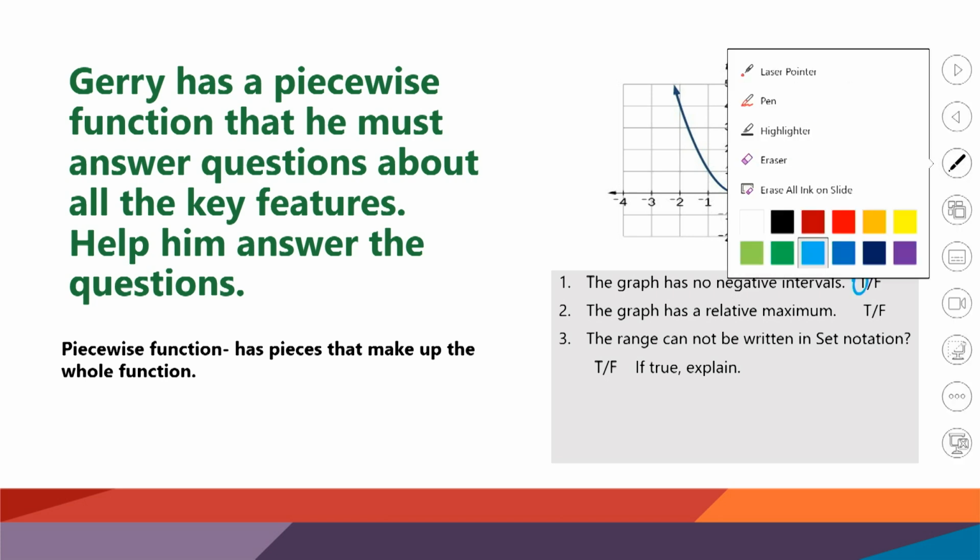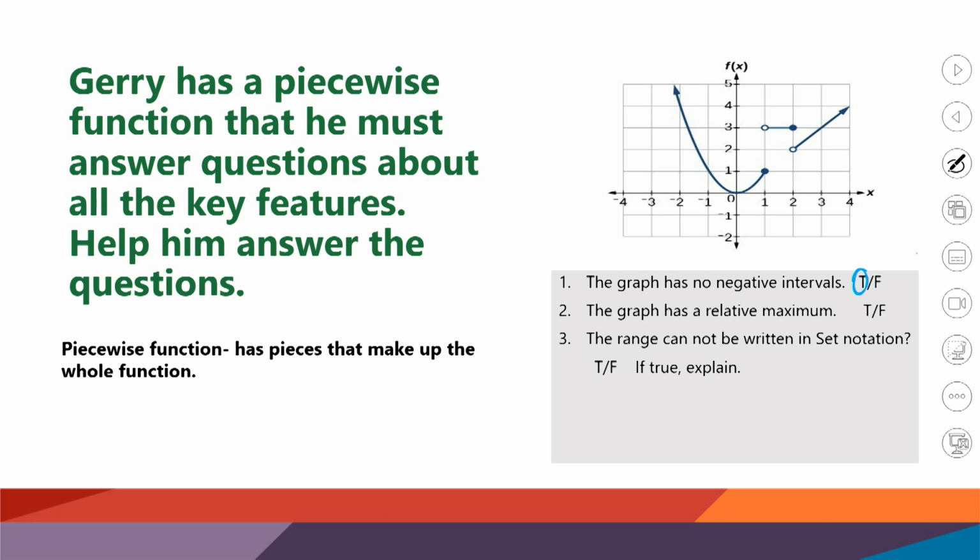Good job. All right, next it says this graph has a relative maximum. Now remember we said maximum is the highest point. Do I see a high point? No, I see a minimum, so I do not see a maximum.